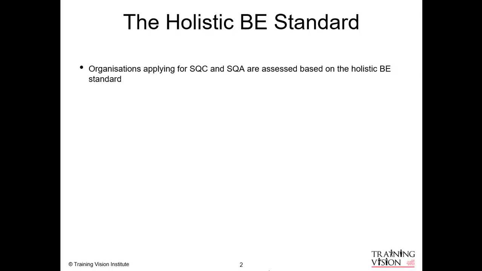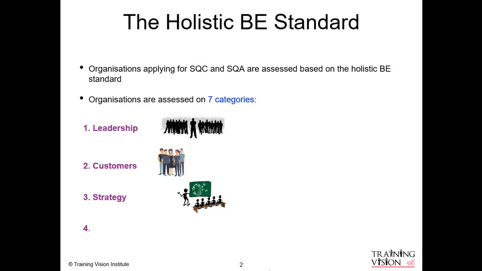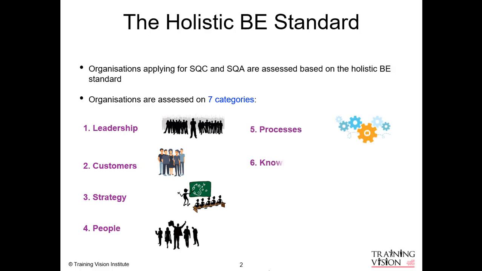Organizations applying for Singapore Quality Class Certification and Singapore Quality Award are assessed based on the Holistic Business Excellence Standard. Organizations are assessed on 7 categories. 1. Leadership. 2. Customers. 3. Strategy. 4. People. 5. Processes. 6. Knowledge. And 7. Results.